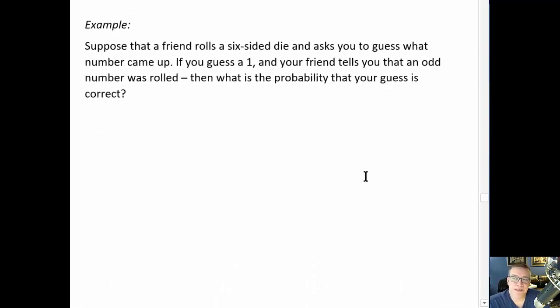Okay, so suppose that a friend rolls a 6-sided die and asks you to guess what number came up. If you guess a 1 and your friend tells you that an odd number was rolled, then what is the probability that your guess is correct?